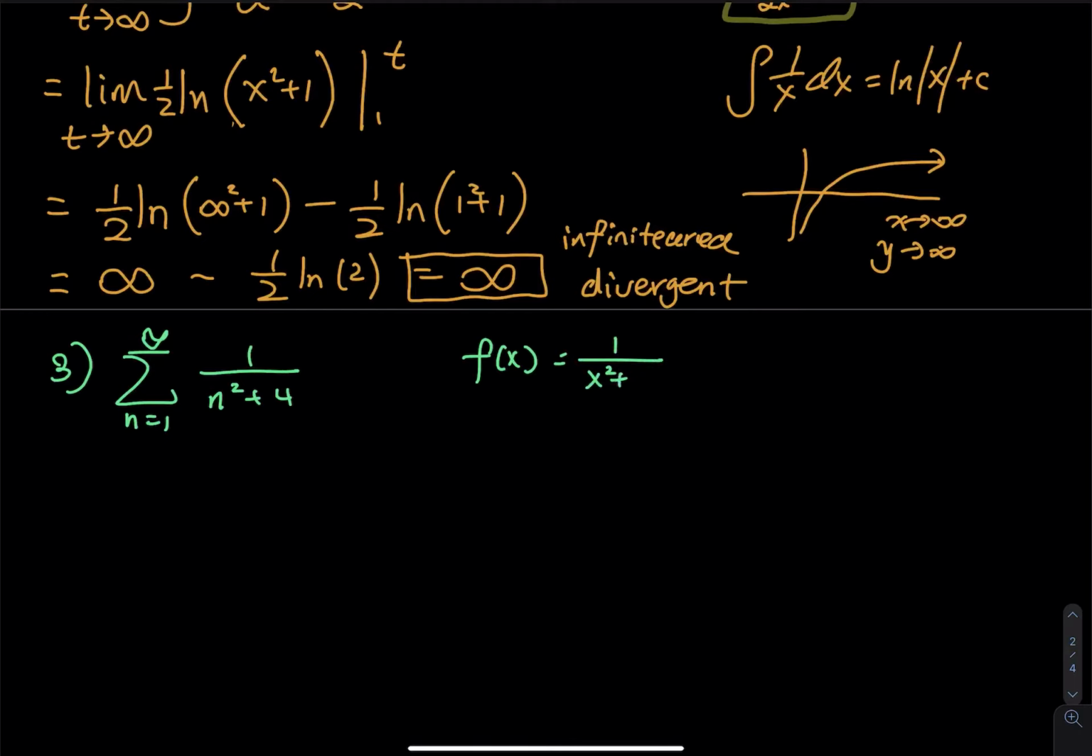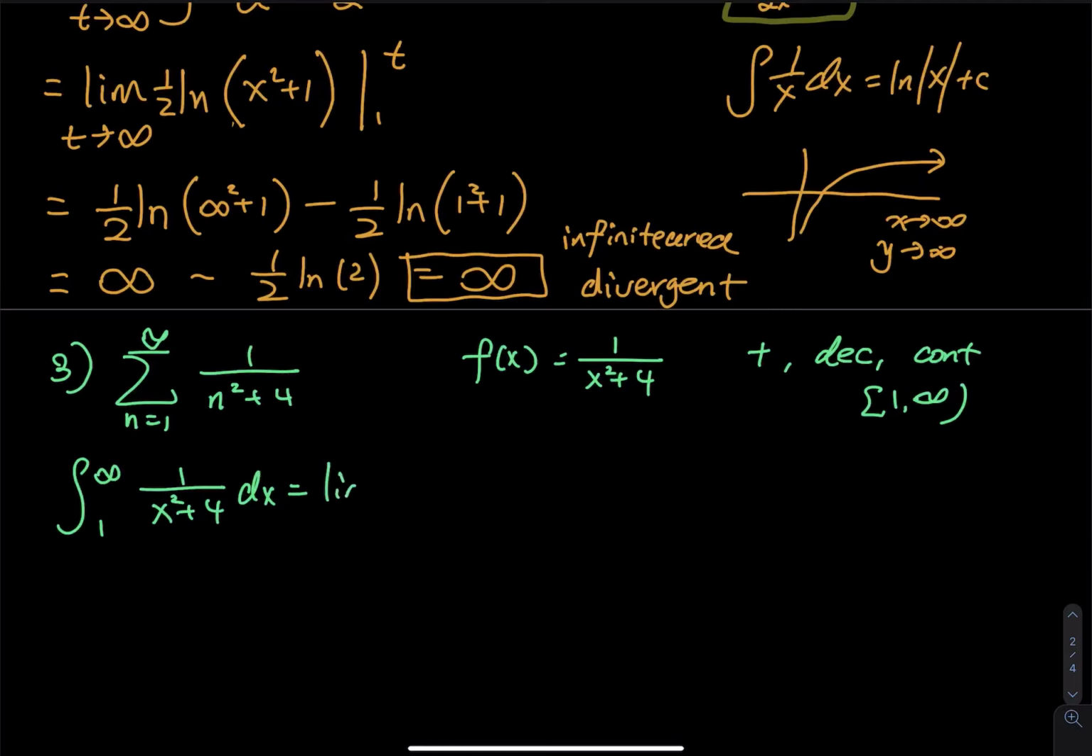This function is always positive. The denominator is greater than the numerator, and that is decreasing. X squared plus 4 has no discontinuity, so that is continuous from 1 to positive infinity. So therefore, the integral test applies. And then you set up the integral from 1 to infinity of 1 divided by x squared plus 4 dx. So this one equals the limit as t approaches infinity, from 1 to t, of 1 divided by x squared plus 4 dx.